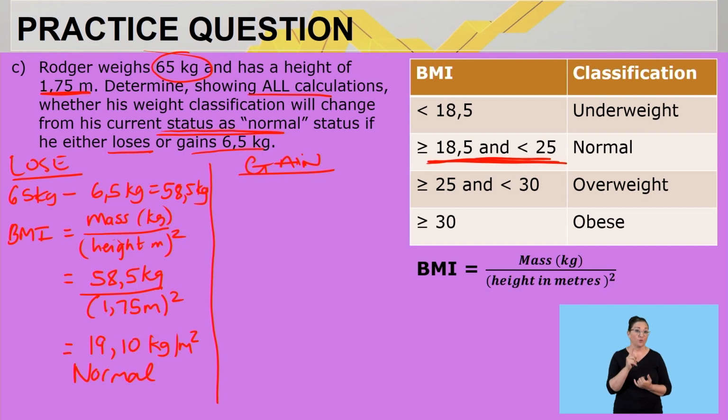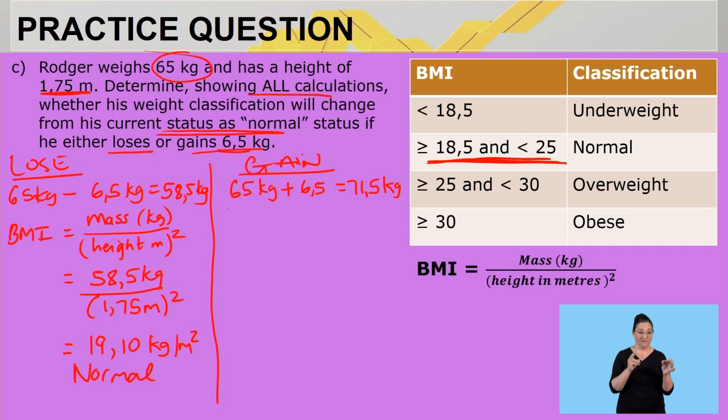All right. Now let's look at what will happen if he gains 6.5 kilograms. So currently, we take the 65 kilograms minus, not minus, sorry, he will gain this time. Therefore, we need to add 6.5 kilograms. So it's 65 plus 6.5, which takes us to 71.5 kilograms. Guys, are we fine?